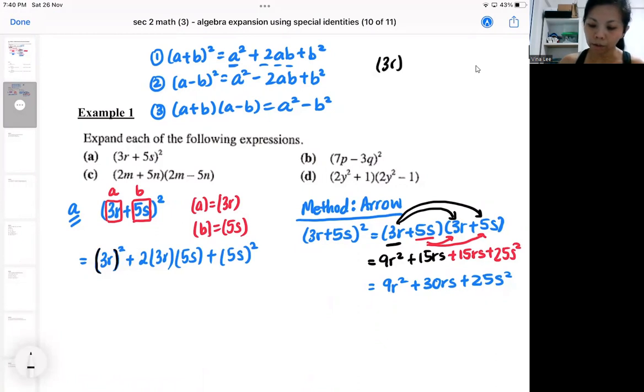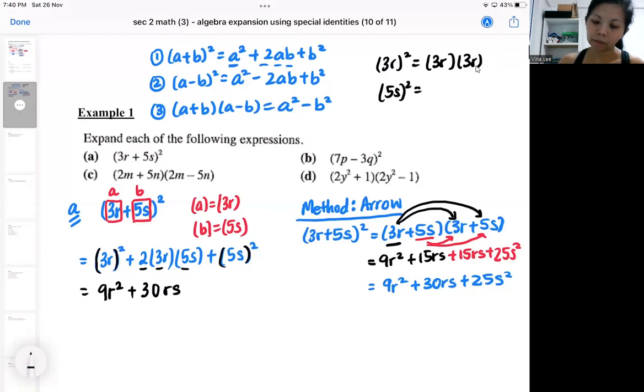So 3r squared should be 3r times 3r. That's where I get 9r squared. Then you multiply all the numbers, 2 times 3 times 5, you get 30. Then 5s squared will be 5s times 5s, so I will get 25s squared. So that's my final answer.